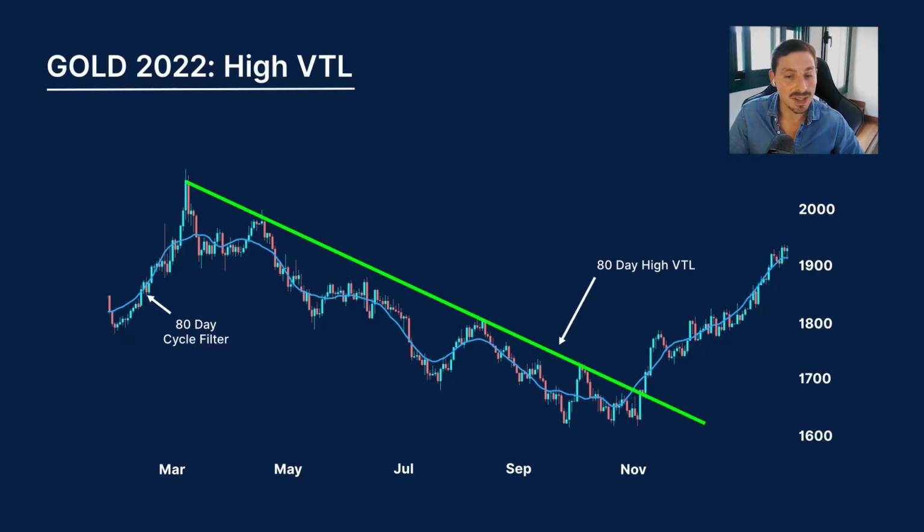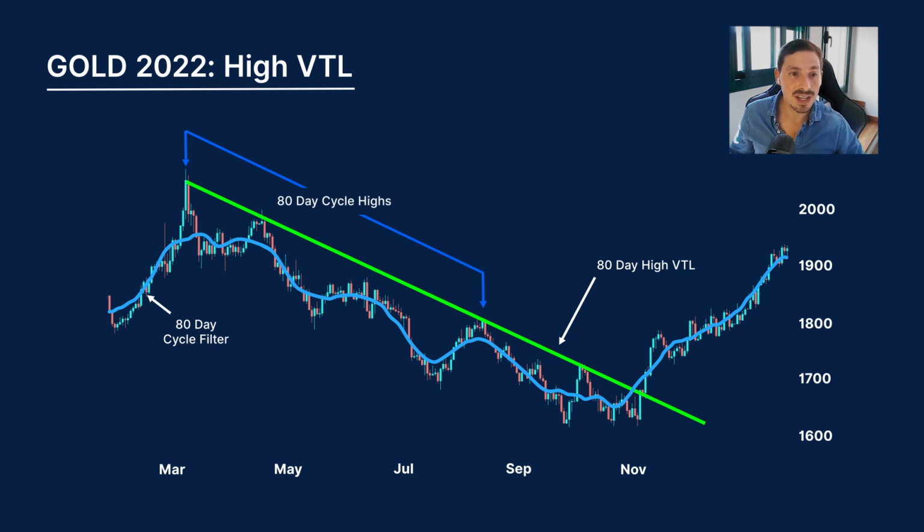In fact, I rely on these mostly for my forecasts. I rely on VTLs heavily because I know them to be extremely reliable. However, you cannot use them in isolation. Notice here, there's a blue moving average overlaying this price action, and that is an 80-day cycle filter. So I'm using filters in conjunction with VTLs. I'm using filters to spot this cycle high and this cycle high. So the filter is telling me that these are 80-day cycle highs.